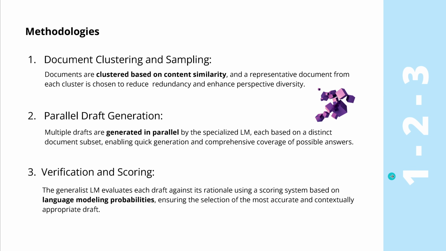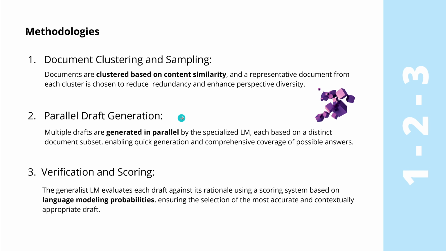We do this in a very complex manner I call 1, 2, 3. First, document clustering and sampling. So the documents that we're going to examine in our RAG system, let's say 1,000 documents, are now to be clustered based on similar content. And a representative document from each cluster is chosen to reduce the redundancy and enhance the perspective diversity. Now, you might say, okay, who chooses now from the cluster here the most representative document, because we are not aware here of the complex multidisciplinary interlink maybe of the task at hand? Well, this is a detailed question that you have.